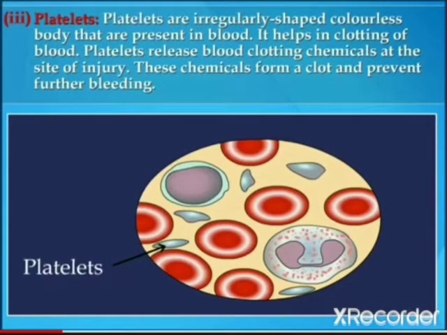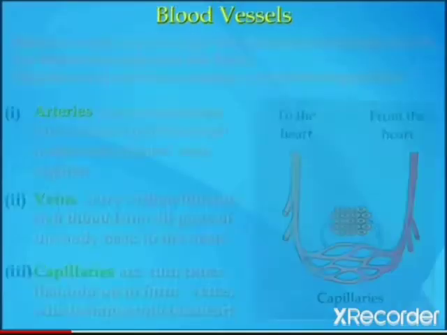Platelets are irregularly shaped colorless bodies that are present in the blood. They help in clotting of blood. Platelets release blood clotting chemicals at the site of injury. These chemicals form a clot and prevent further bleeding.